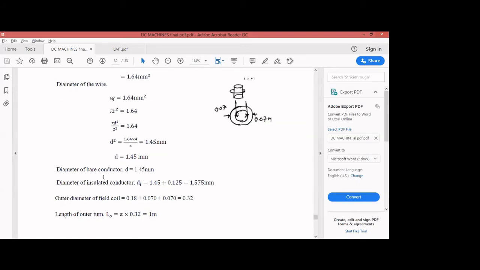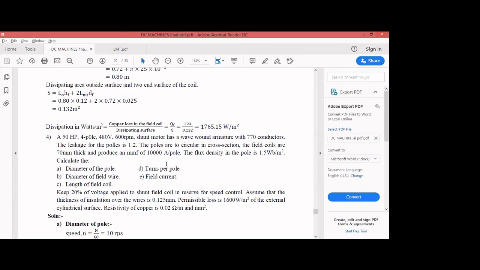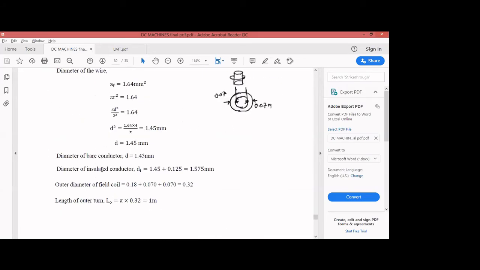So, diameter of a bare conductor D is equal to 1.45 mm. Diameter of insulated conductor DI is 1.45 plus 0.125. 0.125 is given in the problem. Assume that the thickness of insulation over the wire is 0.125 mm. That is nothing but insulation. So diameter of the insulated conductor DI is 1.45 plus 0.125. What do you get here? 1.575 mm.